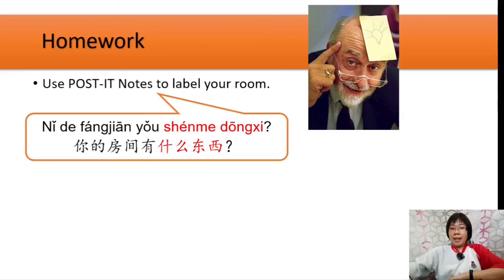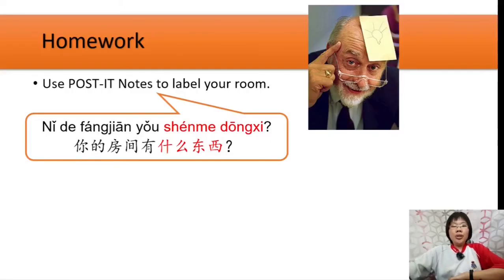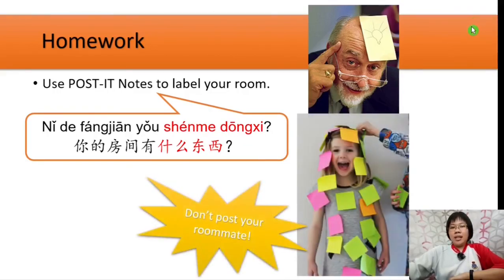Perhaps you will have a cat in your room. Label it. The more that you label, the easier that you can refer to it. And from time to time, you'll be able to memorize and master the vocab that you label. Just one advice. Please do not label your roommate or else you're going to get angry.